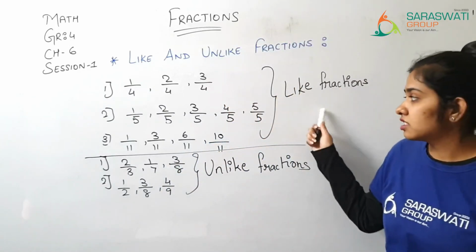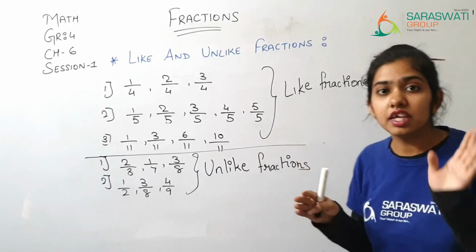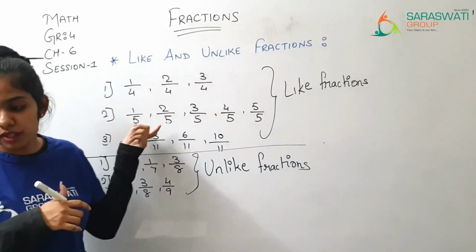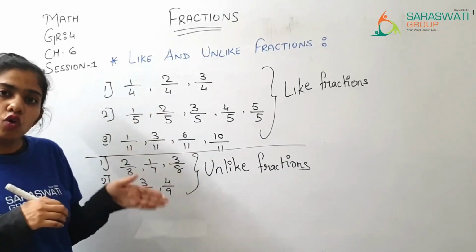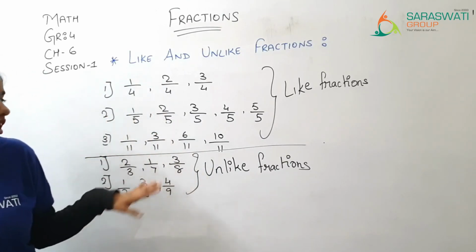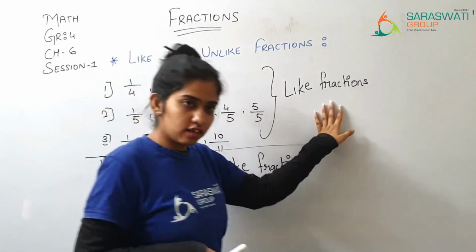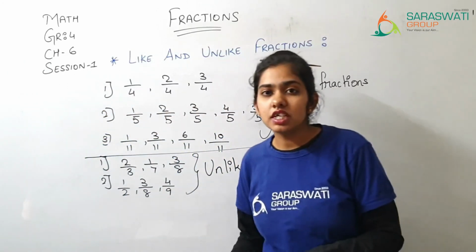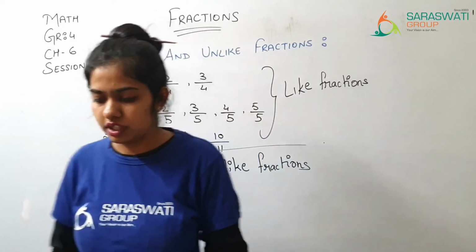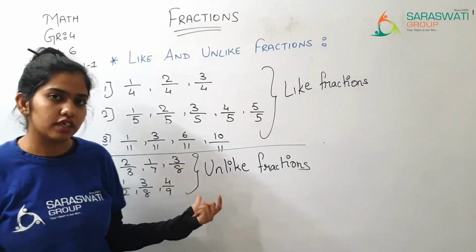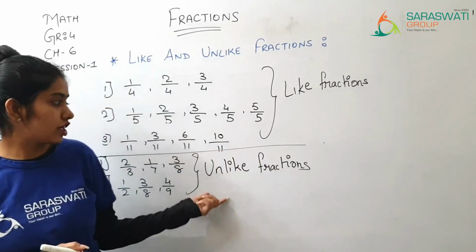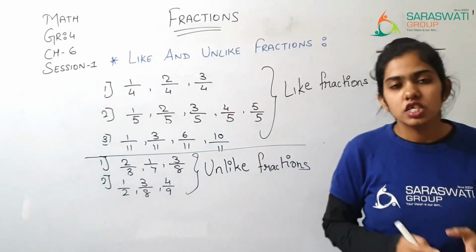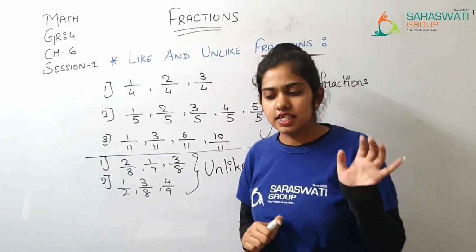Like fractions means the denominator is same in two or more fractions. કે બે થી વધારે fractions માં જો denominator same આવે, so that kind of fractions are known as like fractions. And when the denominator is not same, when the denominator is different, such kind of fractions are known as unlike fractions. Okay? So this is all about today's session.